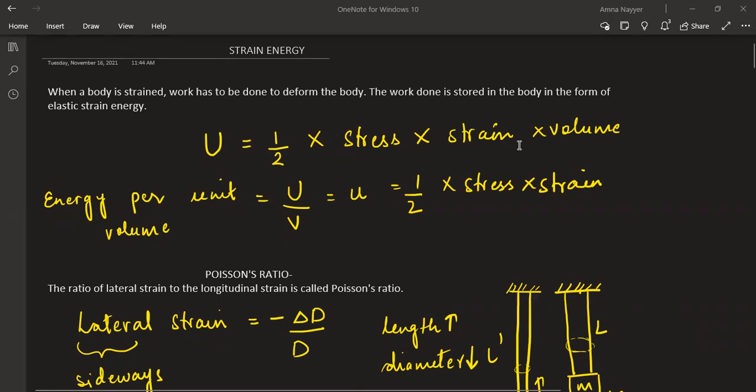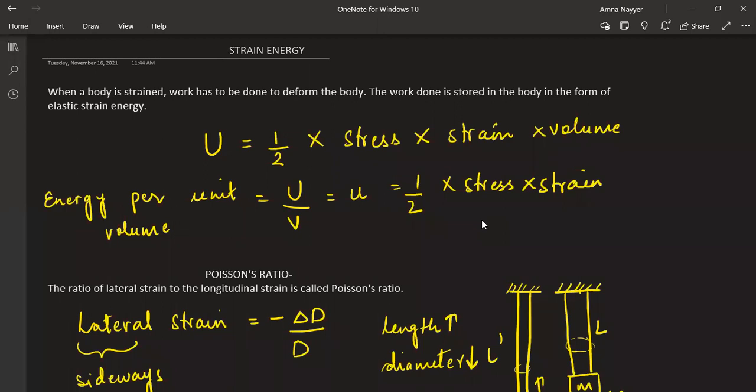Now, if you bring this volume down here, in the denominator, that will be energy per unit volume. So energy per unit volume is represented by the symbol small u, that means half into stress into strain. So if strain energy is asked, you will use the first formula. If energy per unit volume is asked, then only you'll use half into stress into strain. Fine, this is what is meant by simply work done in the body.